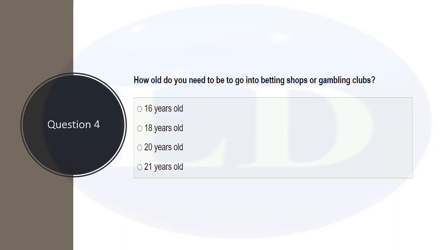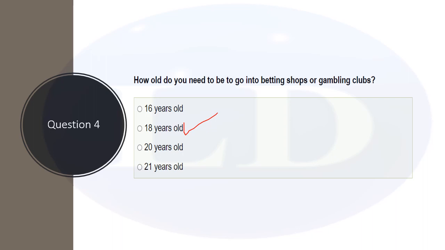So that is an example of the question that I was discussing earlier in one of my earlier videos, where I told you that most of the things are done at the age of 16 for young people in the UK, but there are certain things which are allowed at the age of 18. So going to betting shops and gambling clubs is one of them. So that is 18 years old.